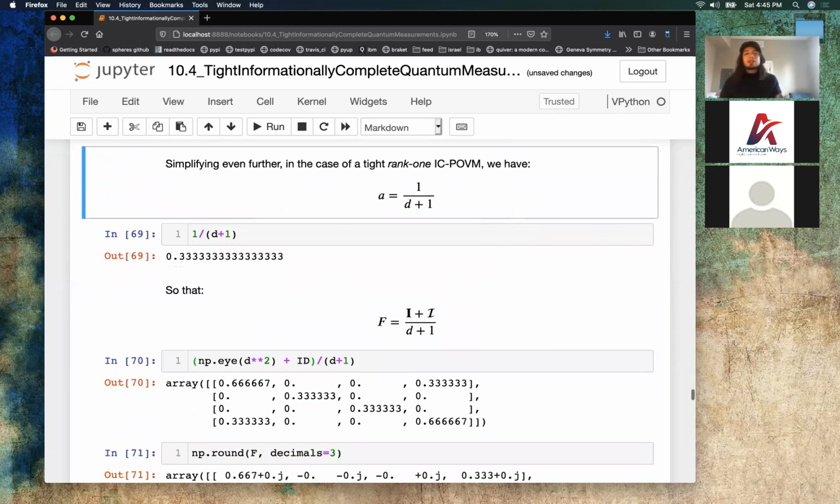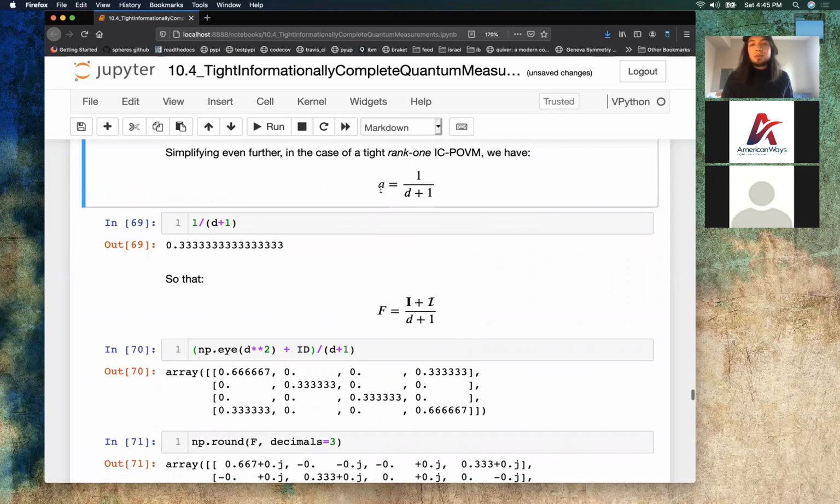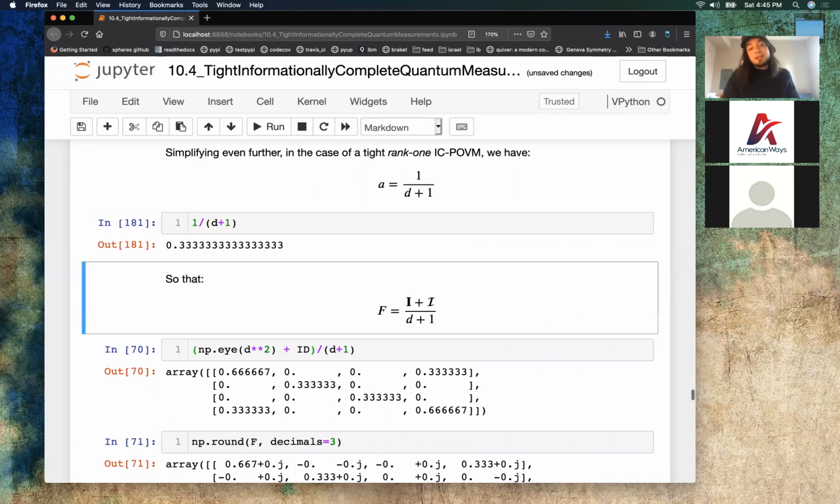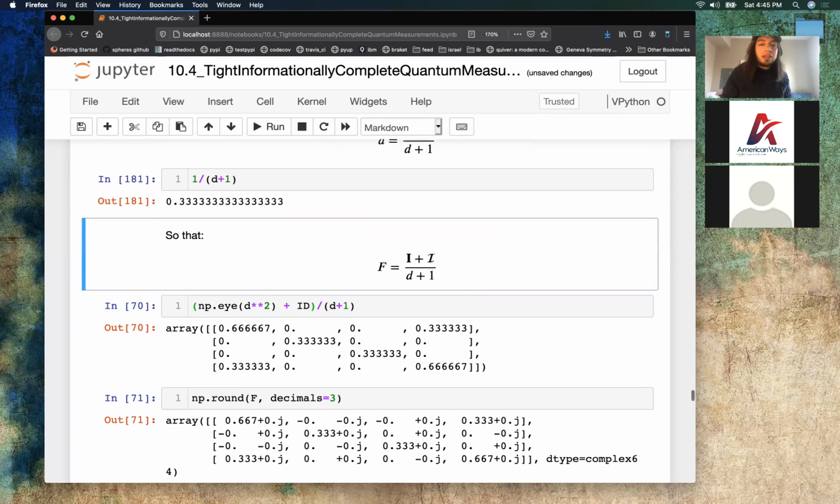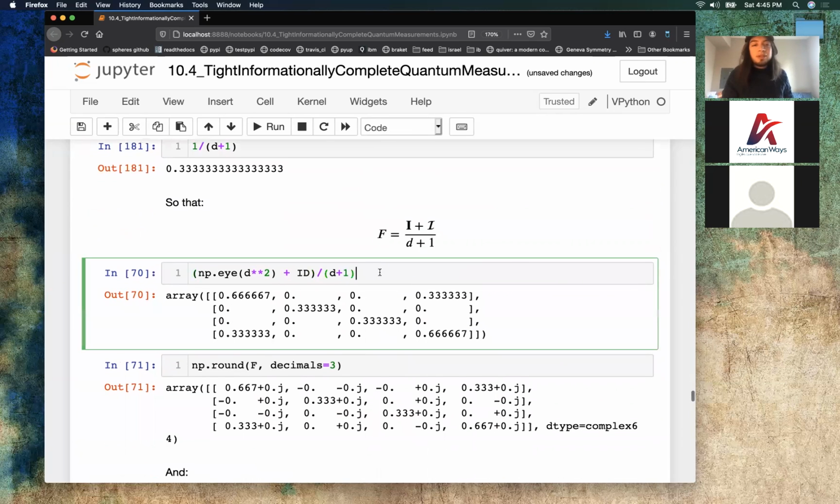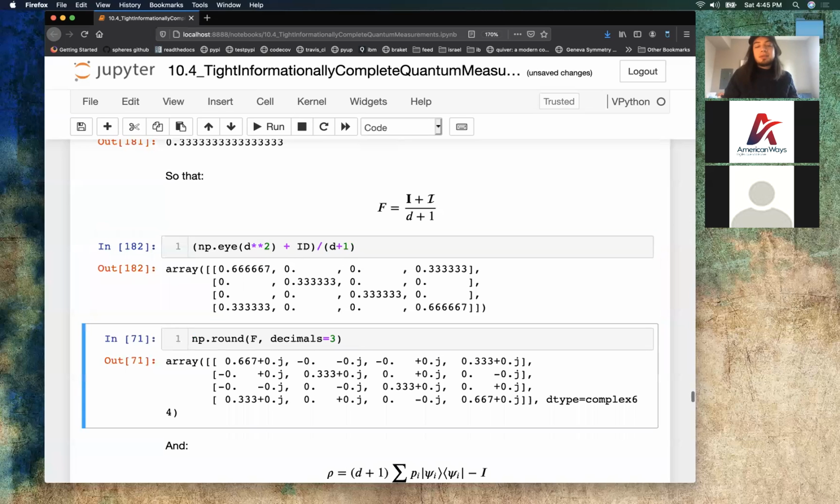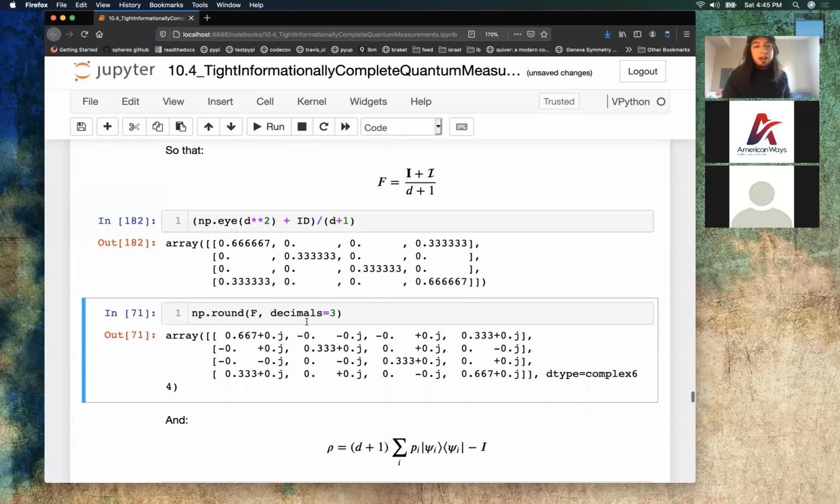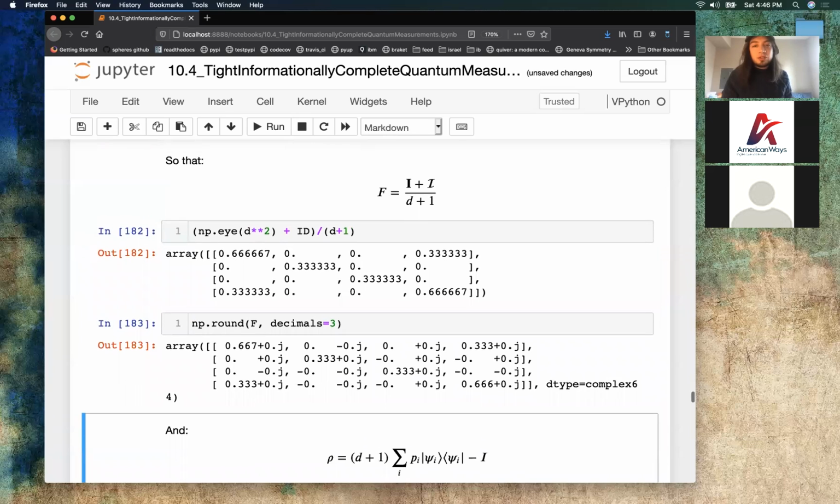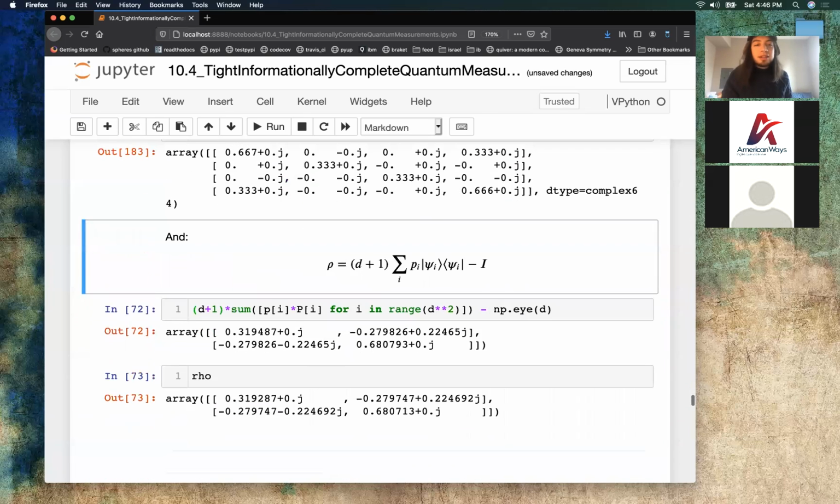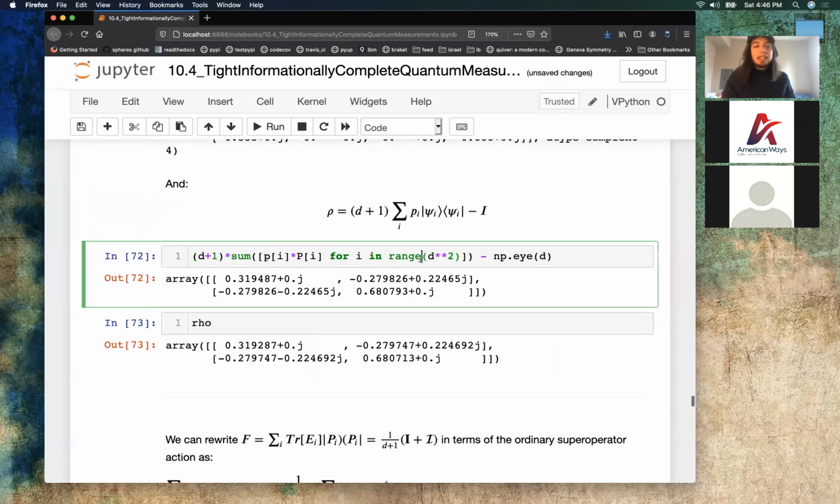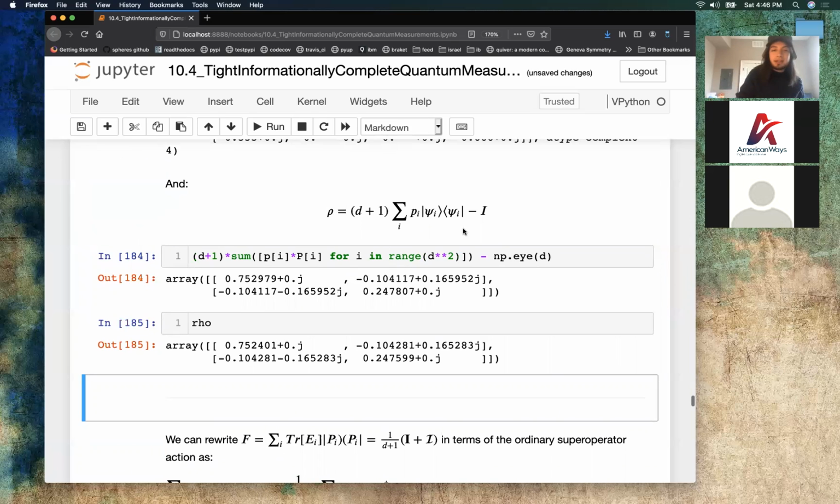Simplifying even further, in the case of a tight rank 1 informationally complete POVM, we just have A equals 1 over D plus 1, and that is what we had. And then we can really simplify F to just that, which, as you can see, is true. And the state reconstruction formula simplifies even more to just that. So this is pretty cool.